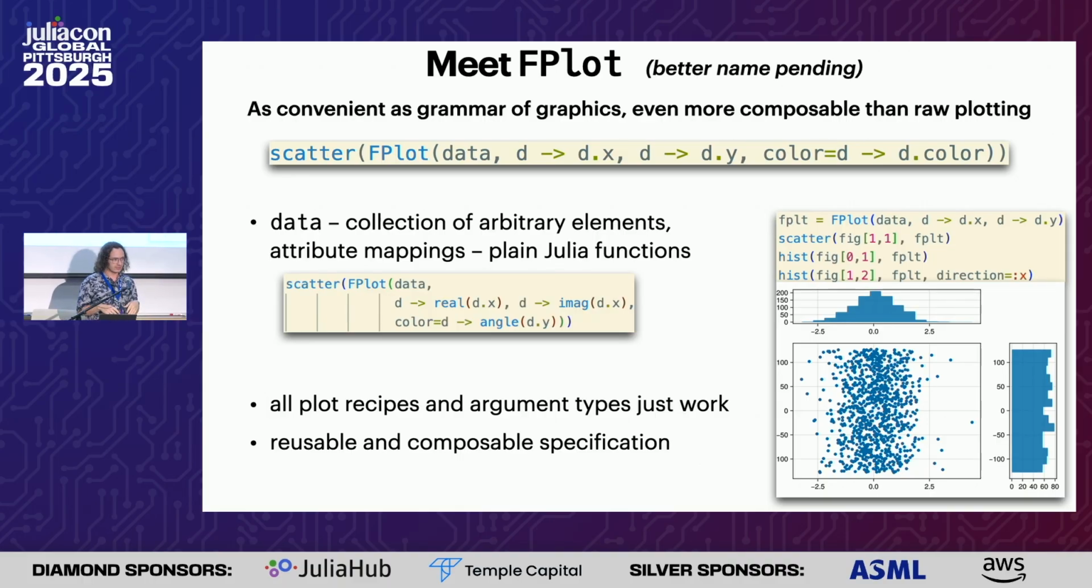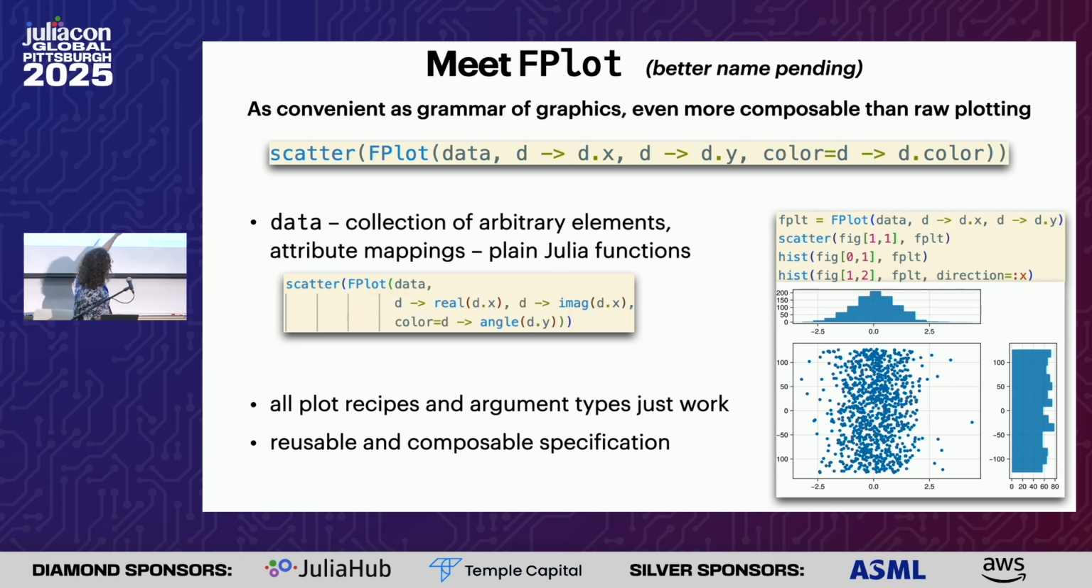Also, not just most, but all Makie recipes, Makie conversions, anything you implemented, they just work with FPlot. And given that FPlot is itself an object that you pass to functions like scatter, it is really reusable. So you can create an object, then plot it in one way, plot it in another way, modify it, to do whatever.